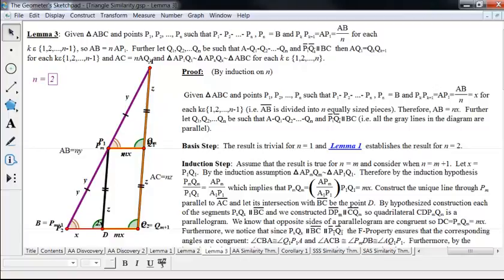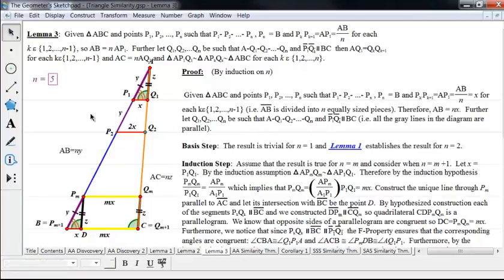Now, we want to apply the induction step. So let's say we've got several steps here, and so we want to apply the induction step. The induction step says that if we can take a triangle and divide it up into m pieces evenly on this side, then it works out. We want to show that then if you divide it into m plus 1 pieces, it'll still work where it's evenly spaced out.